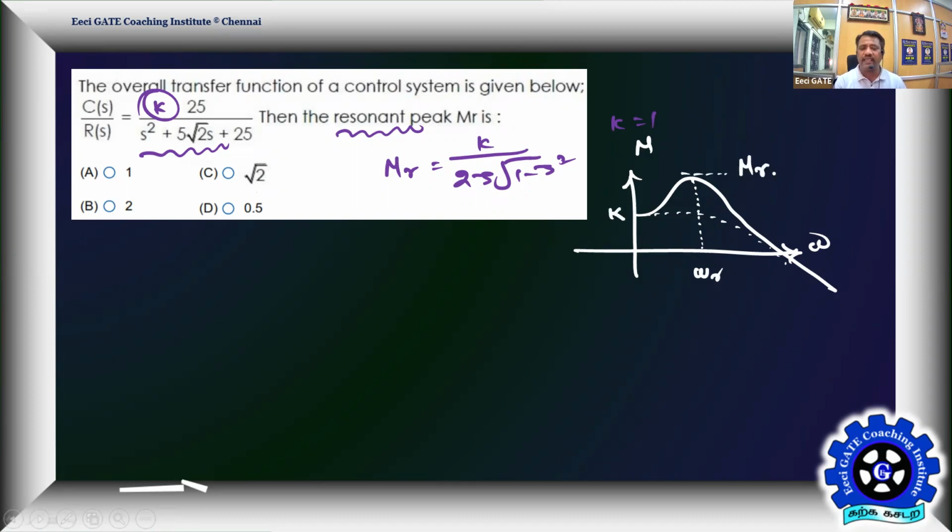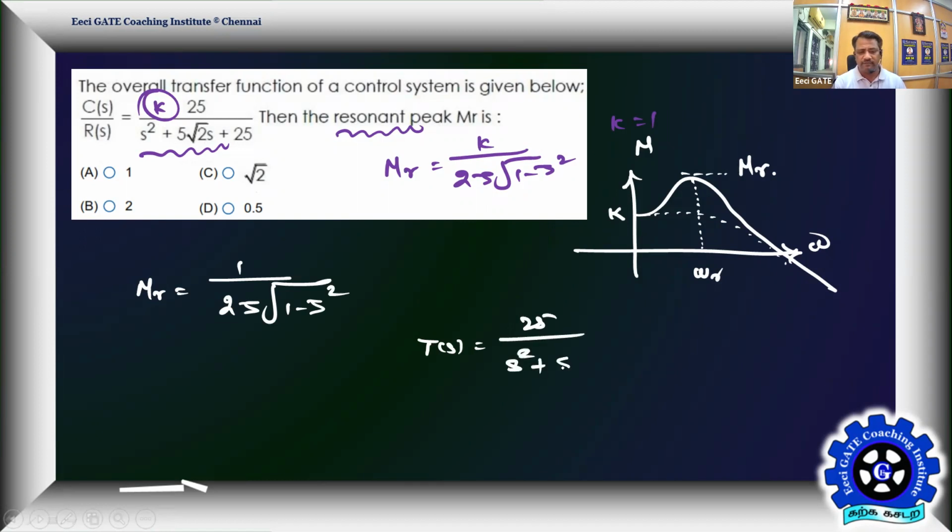If DC gain is k, it goes with this expression. In this case DC gain is 1, therefore the expression for M_r is 1 by 2 zeta into root of 1 minus zeta square. Zeta is the damping. So compare the given transfer function T(s) with what? 25 by s square plus 5 root 2 times s plus 25, with k omega_n square by s square plus 2 zeta omega_n s plus omega_n square.